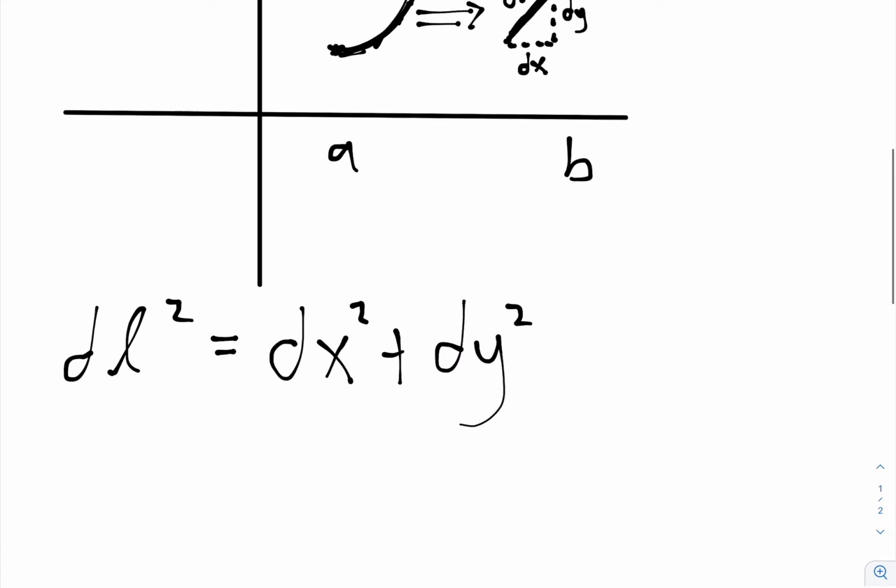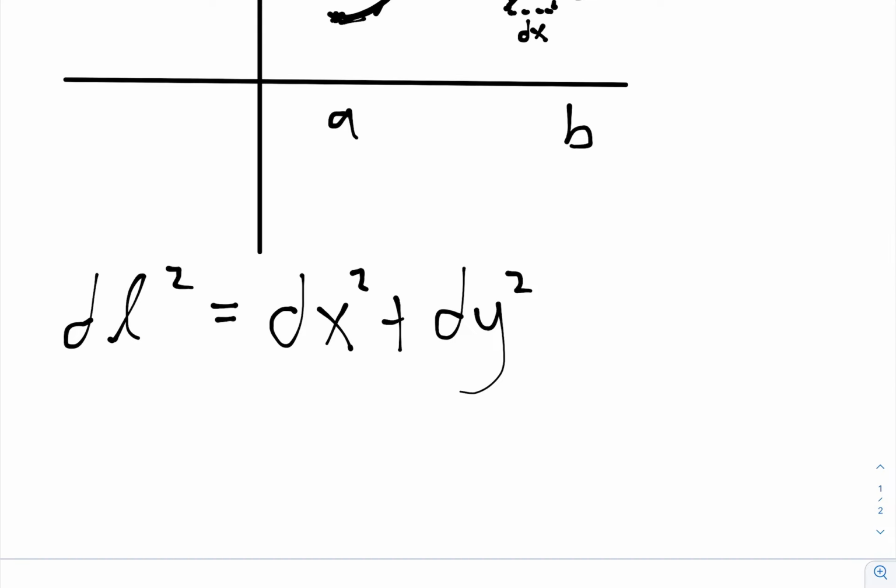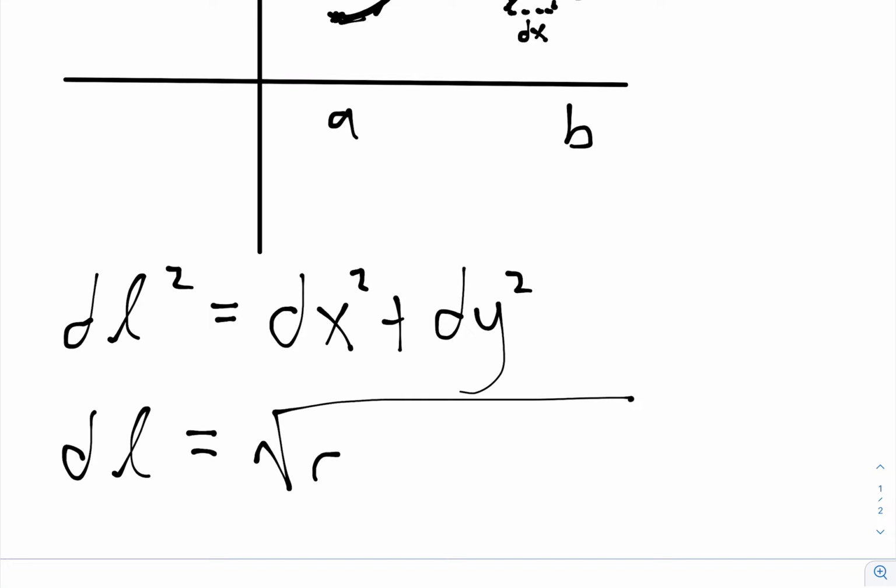Okay, and just solving for dl, all we have to do is square root this, because the square root of dl squared is just dl. So it's going to be the square root of dx squared plus dy squared. Right? Nothing too crazy so far.